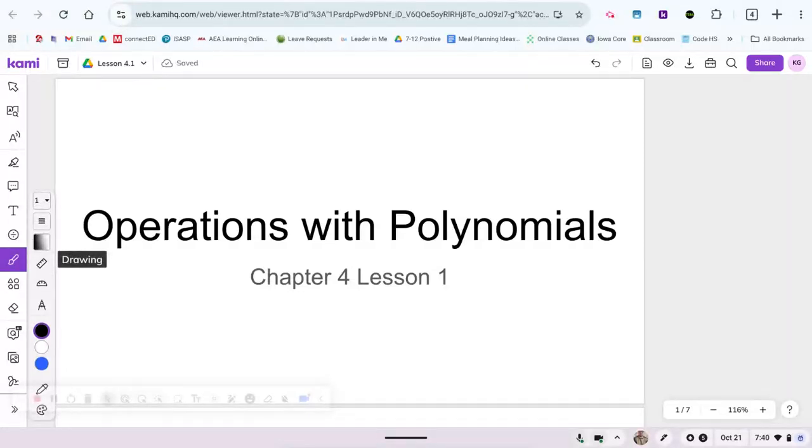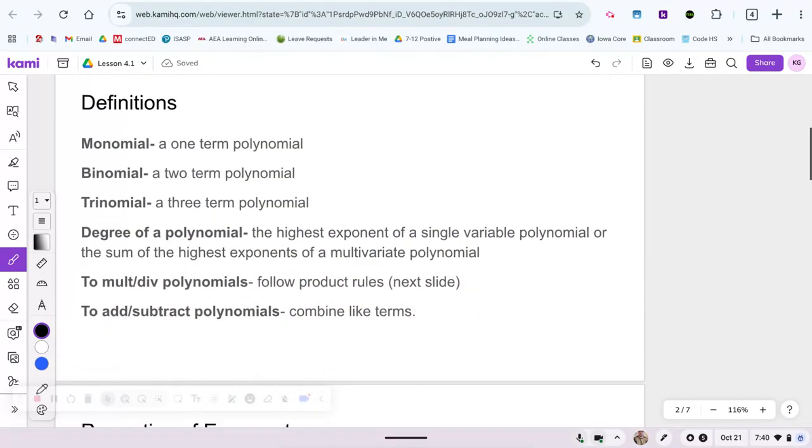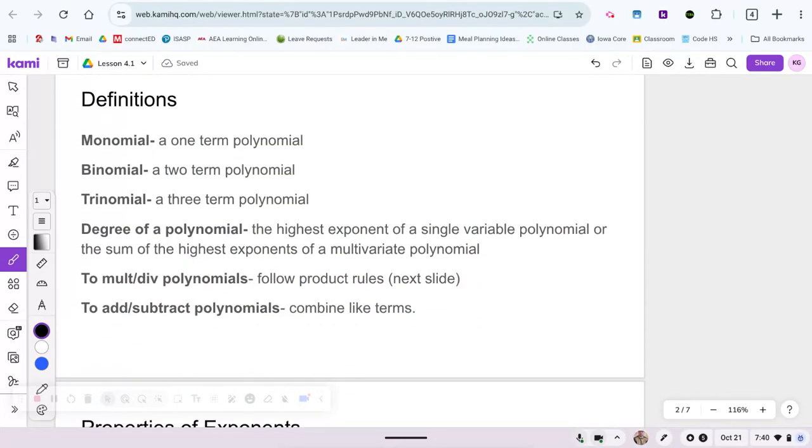Chapter 4, Lesson 1, Operations with Polynomials. For our definitions here, first we have a monomial, which is a one-term polynomial.